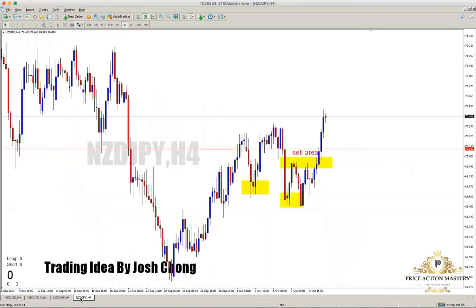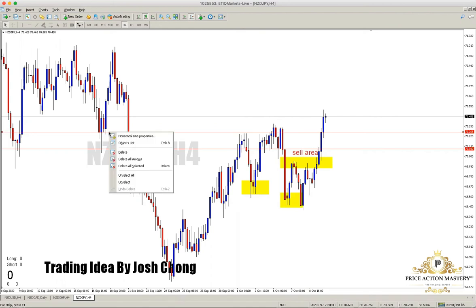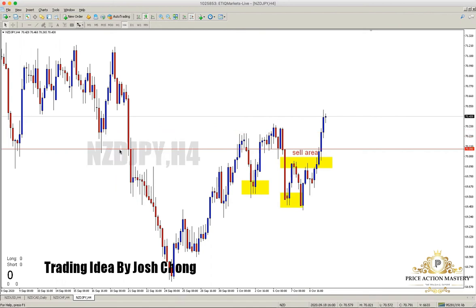And the last pair of NZD is NZD Yen. Same thing, wait, this is the wrong key line, sorry. Before that, I'm expecting this as a sell area. When I'm expecting a sell area, this is where my students sell. We sell, the market drops, hits our TP, and then later the market goes up.